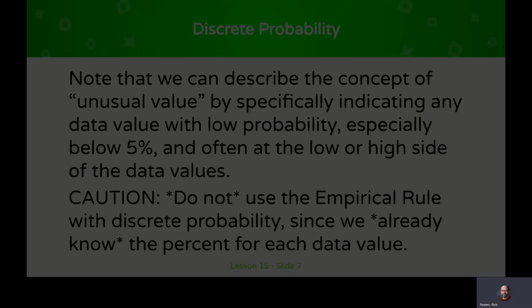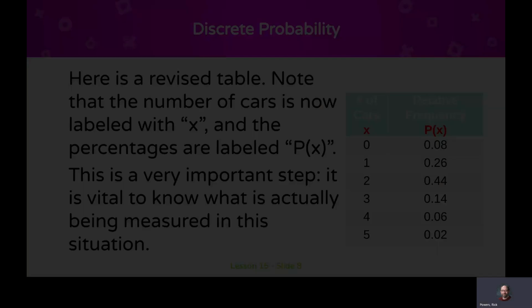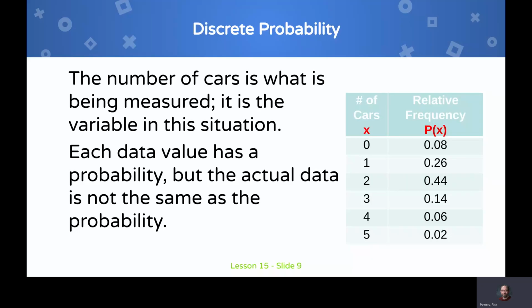Here is a revised table. Note that the number of cars is now labeled with X and the percentages are labeled P of X. This is a very important step. It is vital to know what is actually being measured in the situation. The number of cars is what's being measured. It is the variable in the situation. Each data value has a probability, but the actual data value is not the same as the probability.